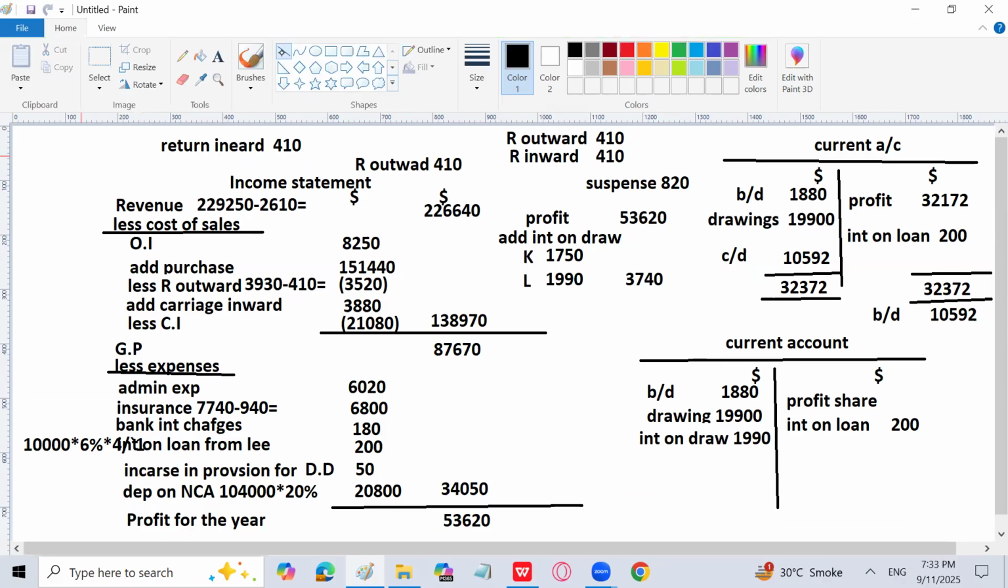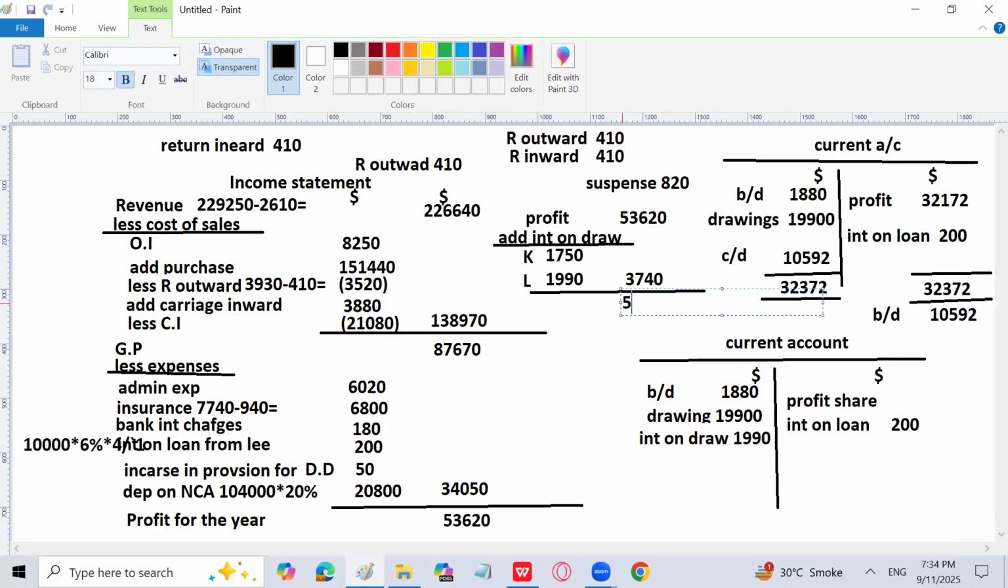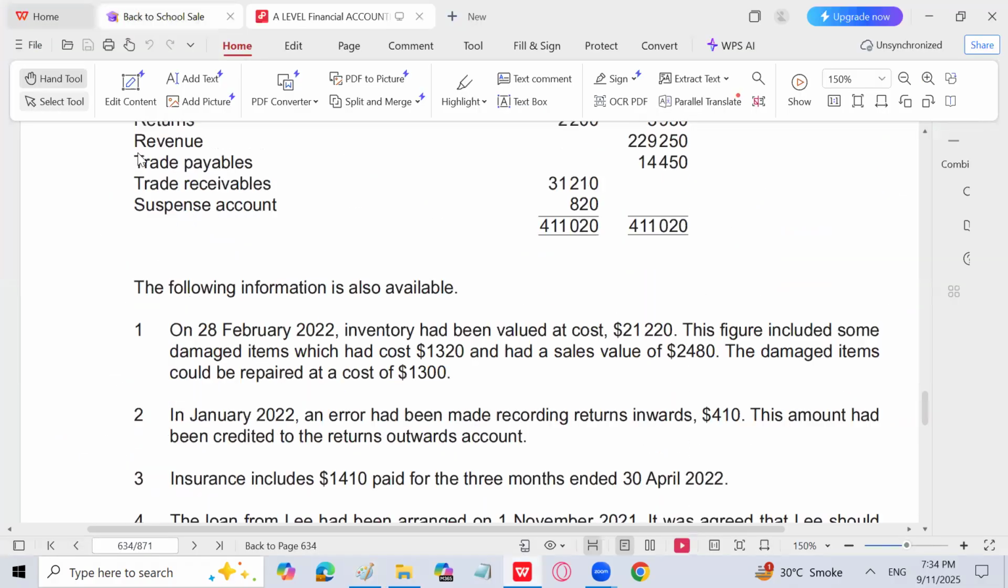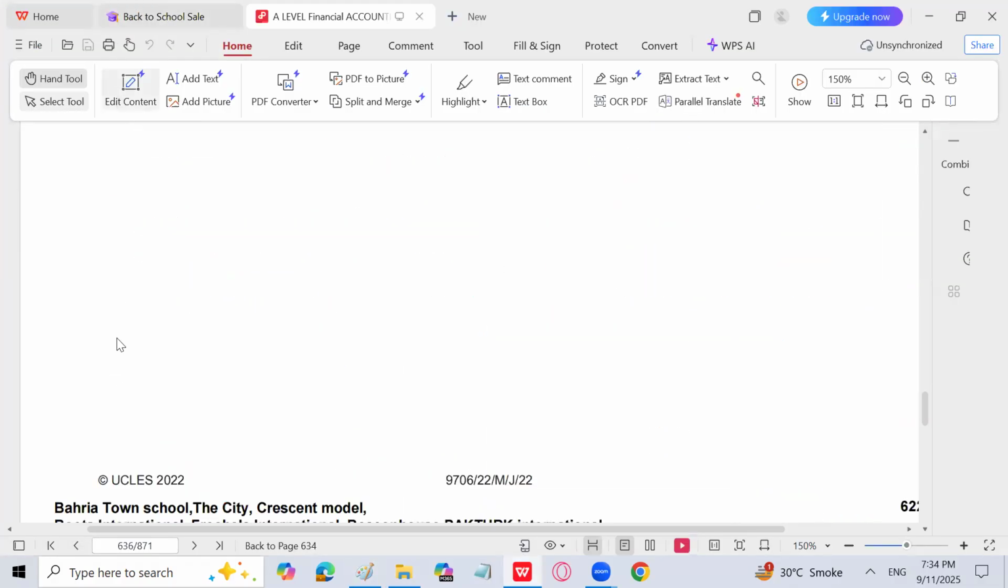The profit will increase because of this addition of interest on drawing. So 53620 plus 3740, that is 57360. Now I can write 57360 here. Less salaries, less interest on capital. There is no interest on capital in the question. So salary to Karen we have, that is going to be 8400, and that will also be subtracted from the profit we have.